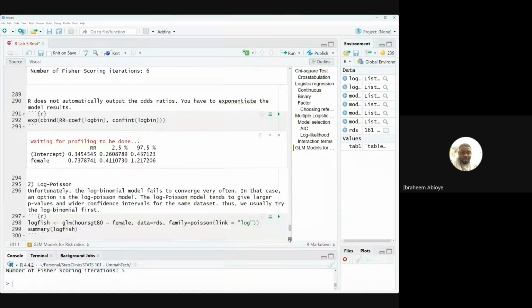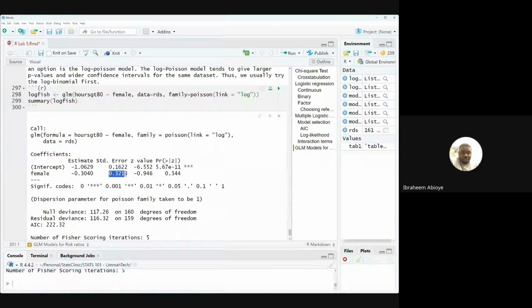But one thing that you will note is that the standard error for the log Poisson tends to be larger, and the p-value tends to be further away from 0.05. So if the p-value for log binomial was 0.1, then this is more likely to be like 0.2 or something like that. That means that for log Poisson, you're less likely to find statistical significance. So these are all things that you will understand in the back of your mind as you make the choices for which models you want to use.